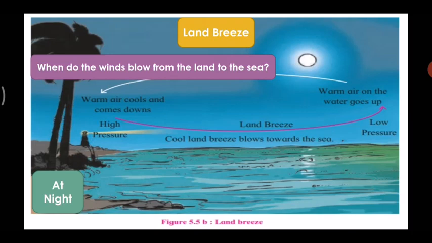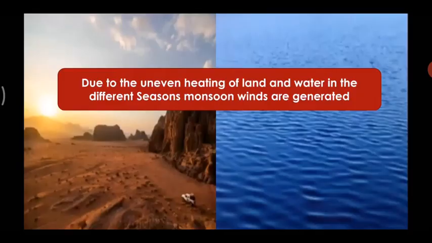We have seen before also, in the night time the land cools faster. We have seen the mountain tops, right? The land cools faster. Same way in the land breeze, in the night time the land cools faster. That's why there is high pressure on the land. Now let's move forward.